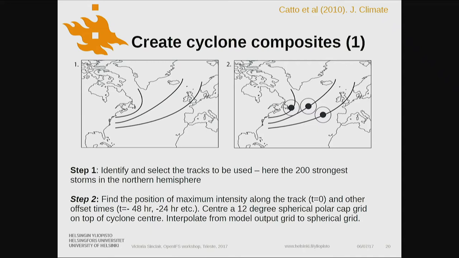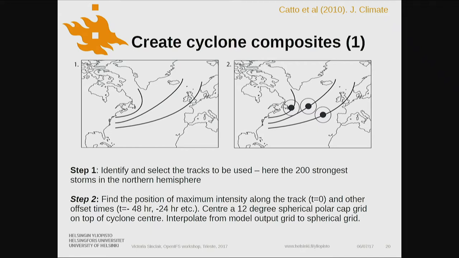And what we do when we find the maximum intensity, we then combine the output from track with the output from OpenIFS. So what I do is I take the output from OpenIFS in a circle. So this is a spherical cap, so it has a spherical grid. I overlay this on my cyclone center, and then I interpolate from the OpenIFS output grid to the spherical cap, which is normalized, so centered on the position of the cyclone.